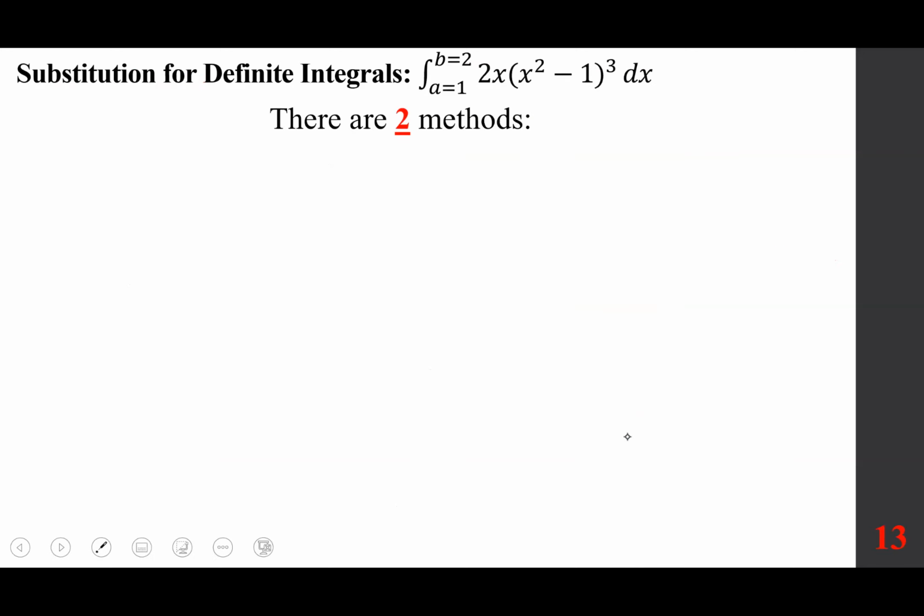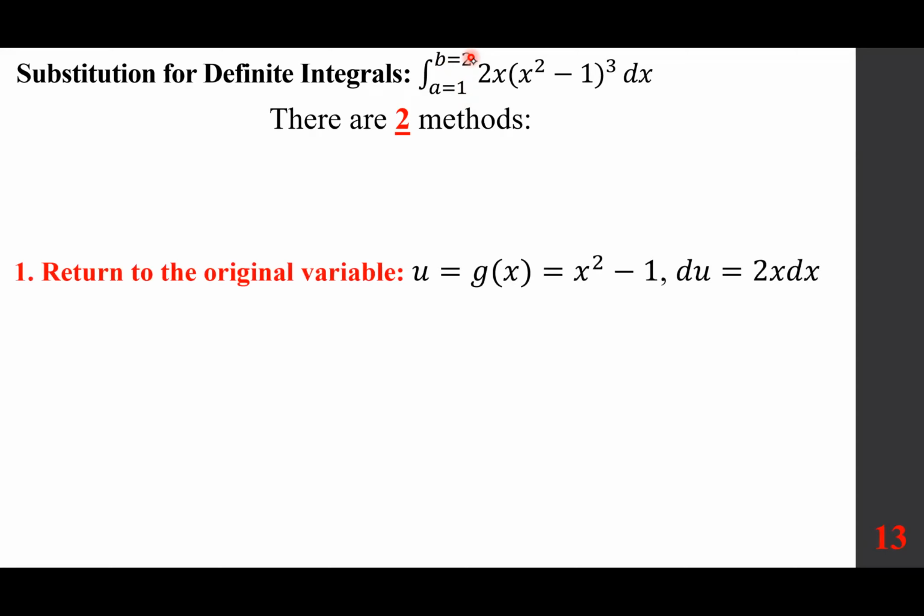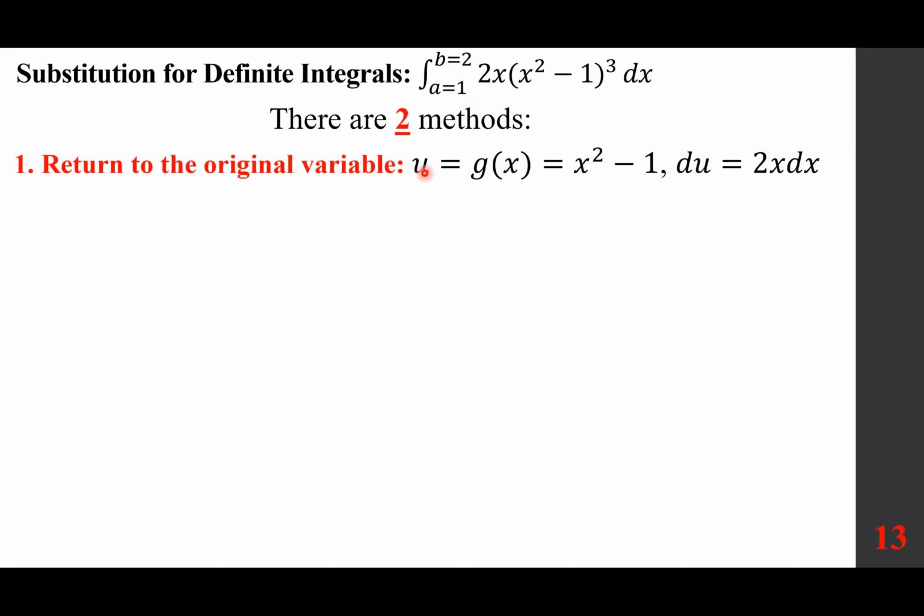Let's see what happens when we are dealing with a definite integral. The integral from 1 to 2 of 2x times x squared minus 1 quantity cubed dx. From a to b, a is 1, the lower limit is 1, the upper limit is 2. And as you know, a definite integral results in a number. So there are two ways to do that. One is to return to the original variable. We let u or g of x be x squared minus 1, the more complicated one.